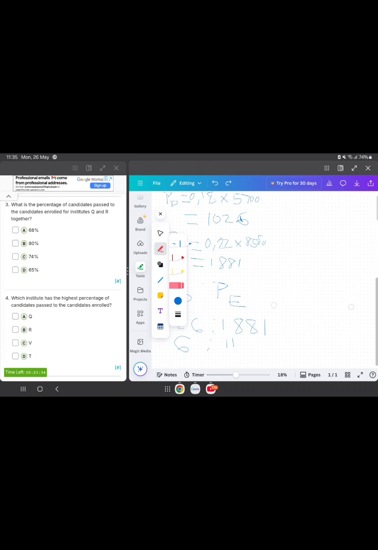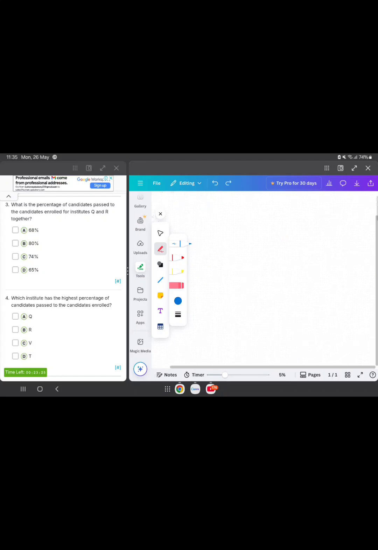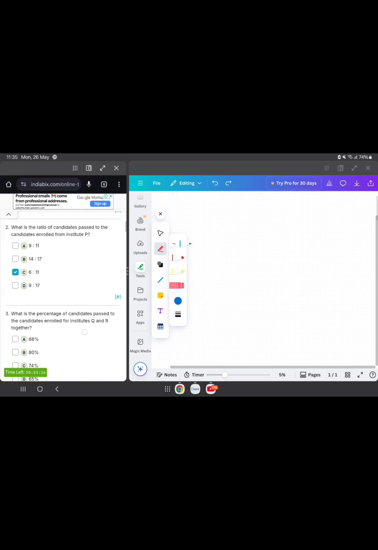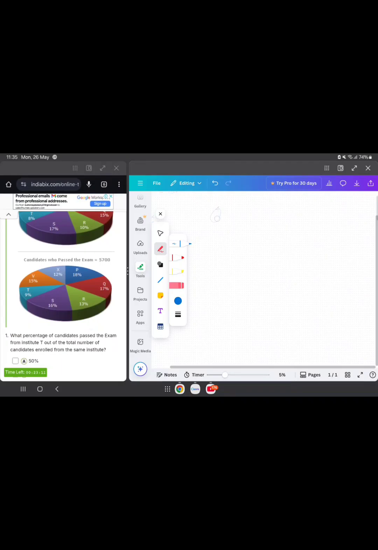What is the percentage of candidates passed to the candidates enrolled for institutes Q and R together? Going up, we've got Q is 17% of those who passed, and then R is 13%. Together, for those who passed, I'll just use P for passed, it's 17 plus 13, which gives us 30%.